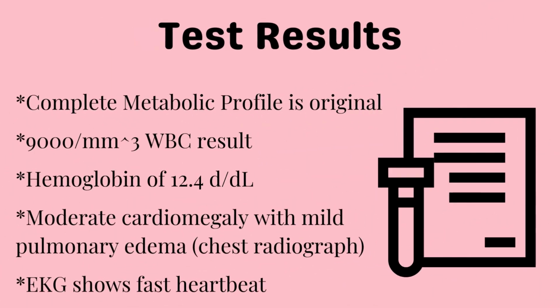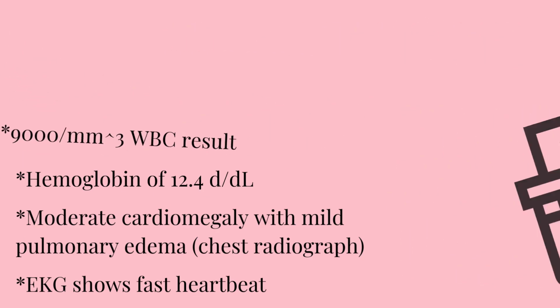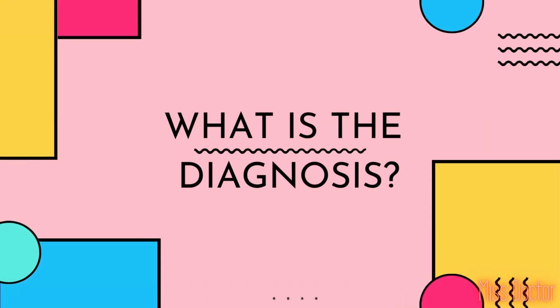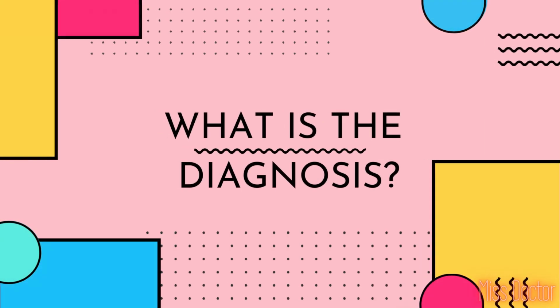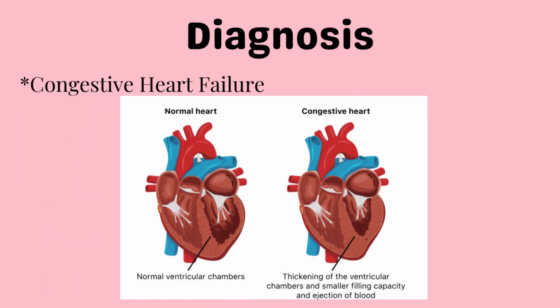Multiple tests are obtained. The complete metabolic profile is completely normal, while the complete blood count shows an elevation in the white blood cell count and in hemoglobin. The chest radiograph shows moderate cardiomegaly with mild pulmonary edema. The EKG shows an abnormally fast heartbeat. The patient has many of the symptoms associated with cardiac failure. The patient has tachycardia, poor capillary refill, hepatomegaly, and lethargy.